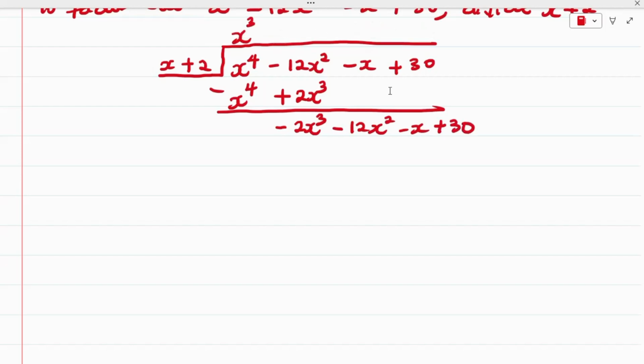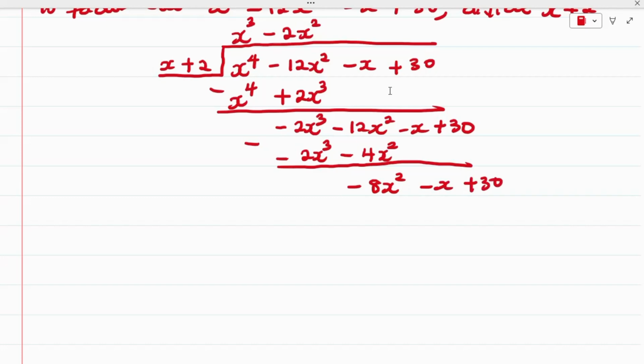So from here, we want to simply divide. So x divide negative 2x cubed is going to give us negative 2x squared. So negative 2x squared multiply x is going to give us negative 2x cubed. Negative 2x cubed multiply positive 2 will give us negative 4x squared. So subtracting this right here, we have negative 12x squared minus negative 4x squared. It's going to give us negative 8x squared minus x plus 30.